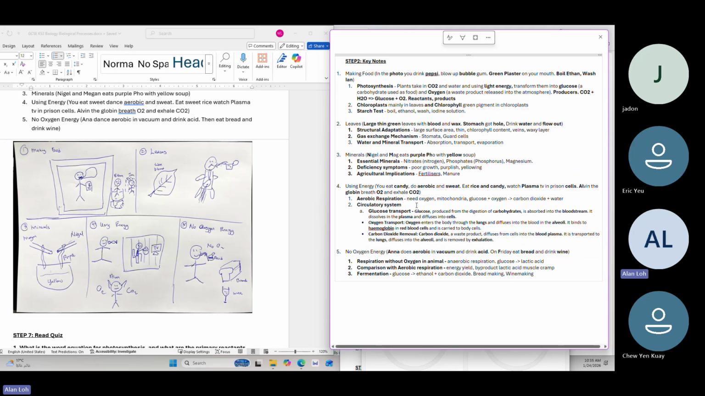So I hope this is clear, where this carbon dioxide is going to help you to remember there's something related to how you transport carbon dioxide, right? Then oxygen.